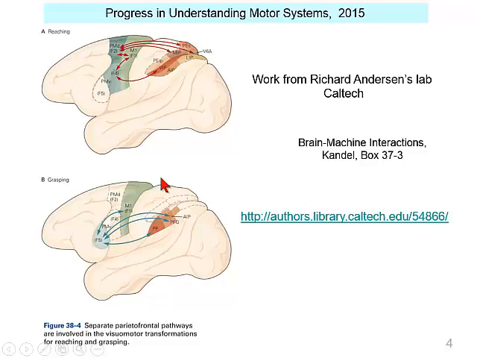To give you a summary of where we are in understanding motor systems in 2015, here is work from Richard Anderson's lab right here at Caltech. You can read a little more about his and other people's attempts to interact with the brain directly in one of the boxes in Kandel. As you remember from Ralph's lectures, the motor cortex is in the frontal lobe. It's everything forward of the main sulcus. And here in the parietal lobe is some more abstract ideas.